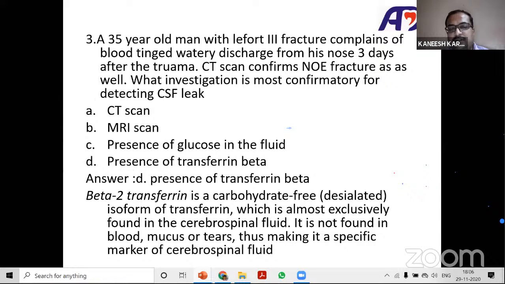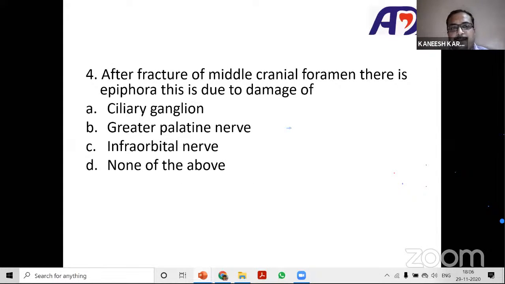Okay, beta 2 transferrin is a carbohydrate-free isolated form of transferrin which is almost exclusively found in the CSF. It is not found in blood, mucus, or tears, thus making it a specific marker for cerebrospinal fluid. Okay, so the answer is transferrin beta.